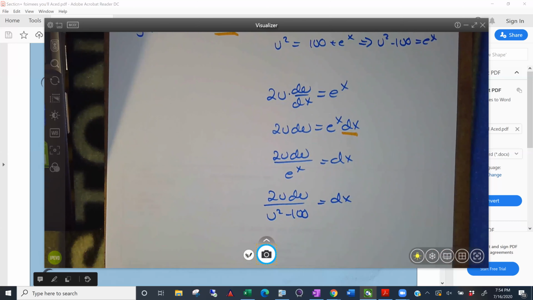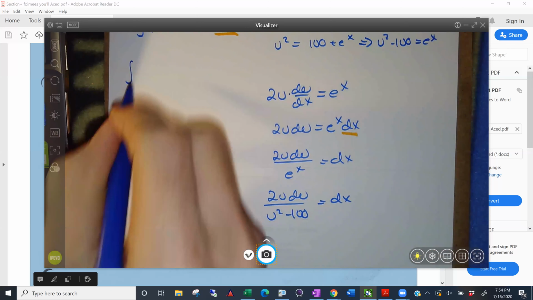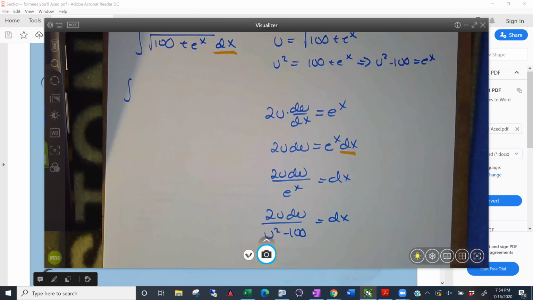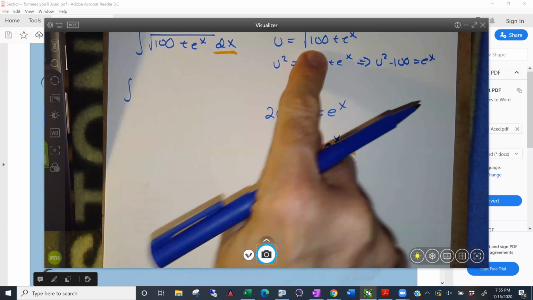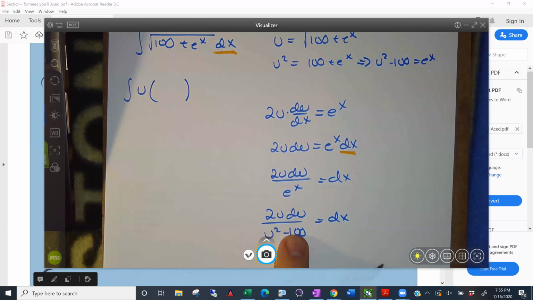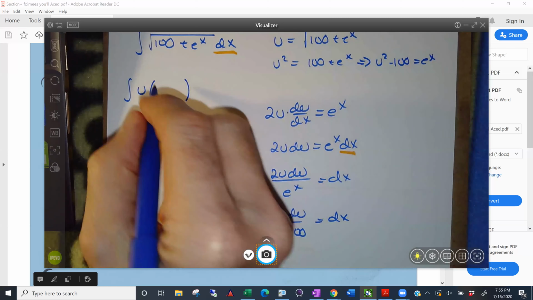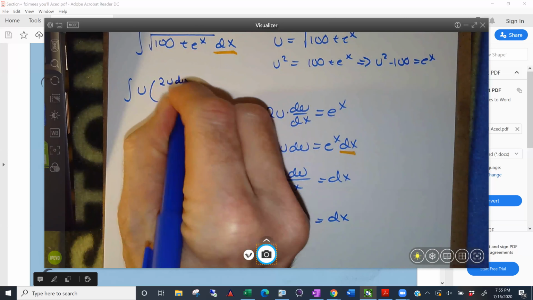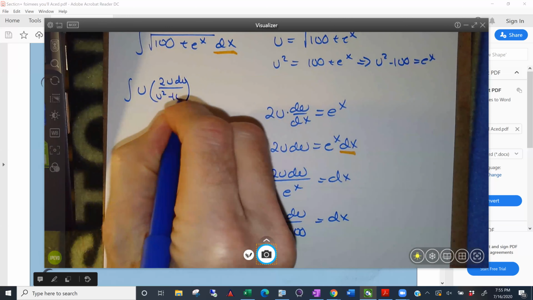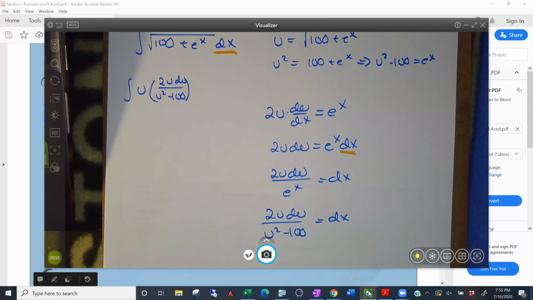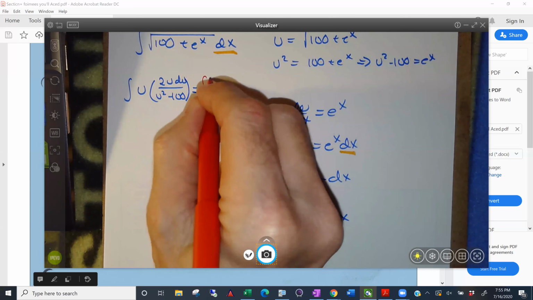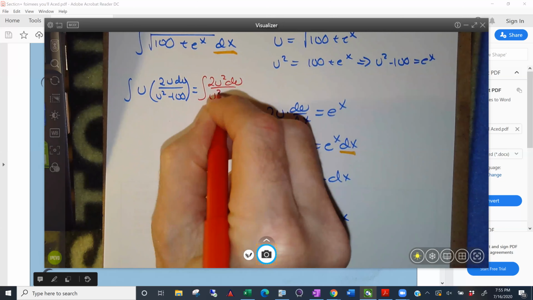Now, it might seem like this is getting really crazy, intense, and insane, but it is going to work out. Let's see that it works out. So that whole term is my u. dx is getting replaced by this whole term. So it's going to be 2u du over u squared minus 100. And let's clean that up a little bit. u times u is u squared, so it's going to be 2u squared du over u squared minus 100.